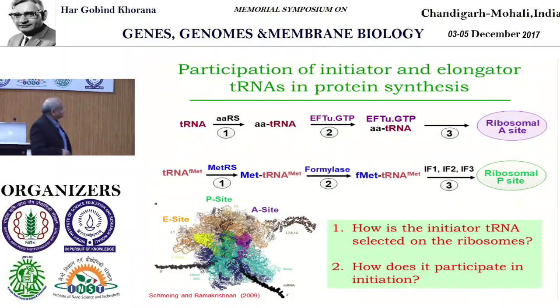So what that really means is that there are a few questions that can be asked right away from this observation. And that is, how is initiator tRNA selected onto the ribosome? And secondly, how does it participate in the initiation process?